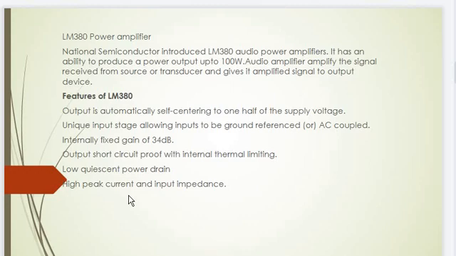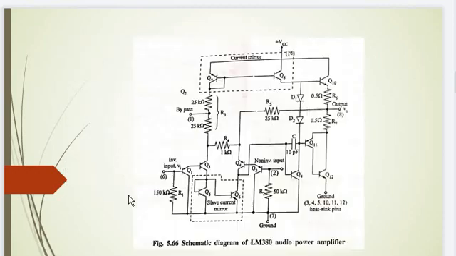Features of LM380: output is automatically self-centering to one half of the supply voltage. Unique input voltage allowing the input to be ground referenced or AC coupled. Internally fixed gain of 34 dB. The output is short circuit proof with internal thermal limiting. Low quiescent power drain. High peak current and input impedance.